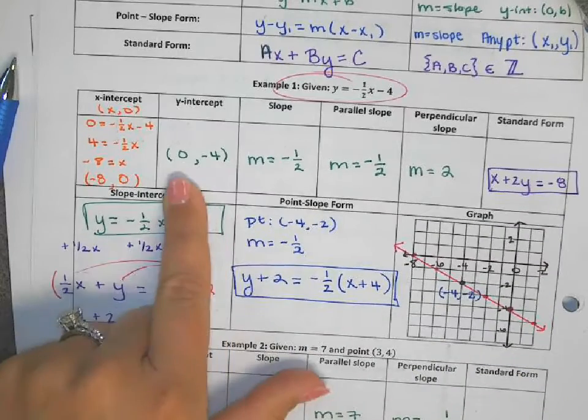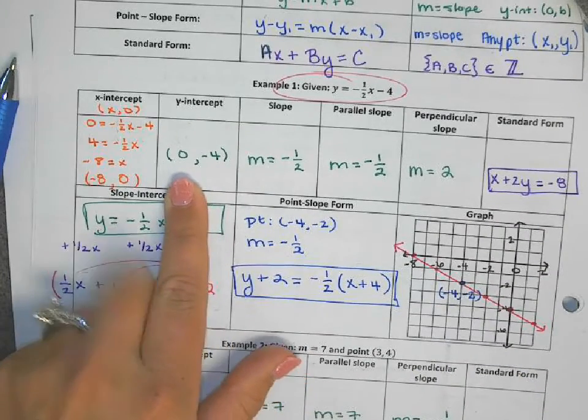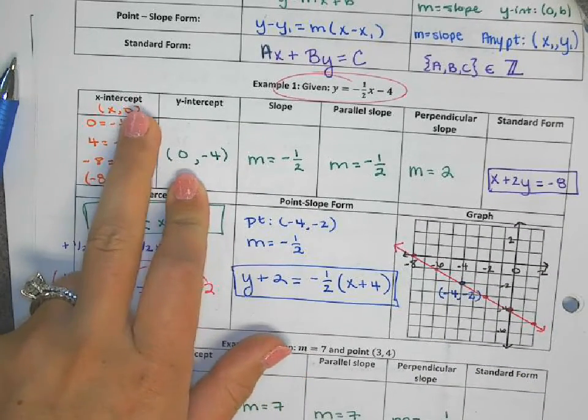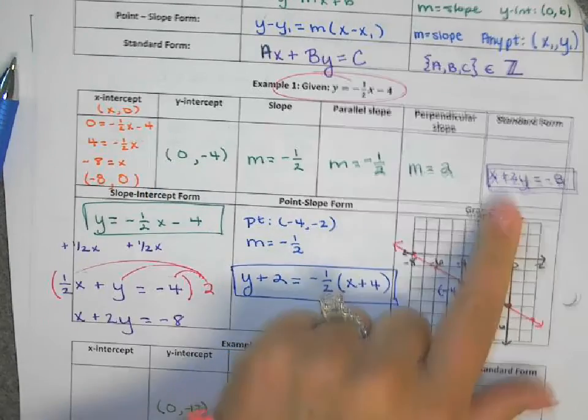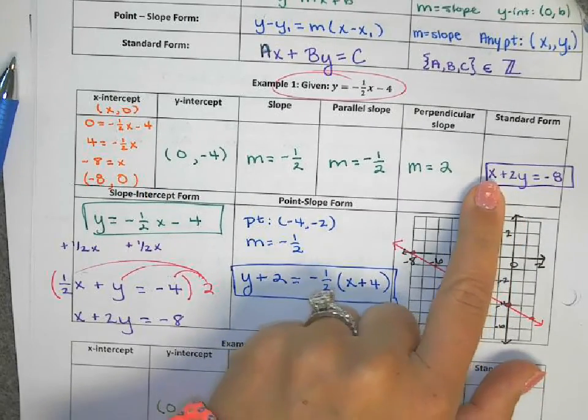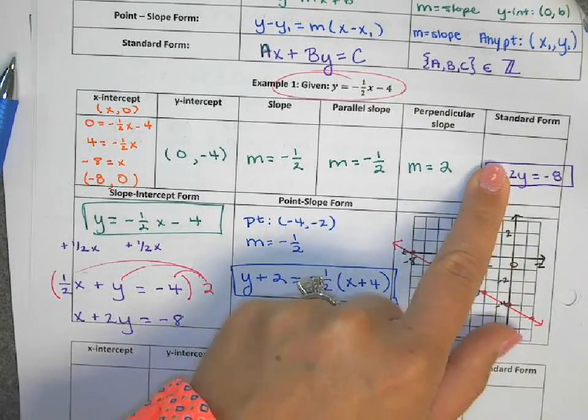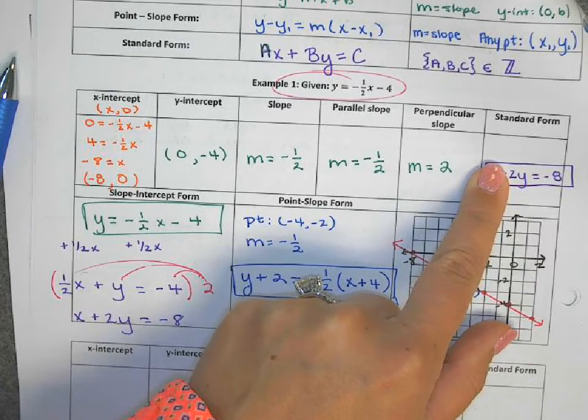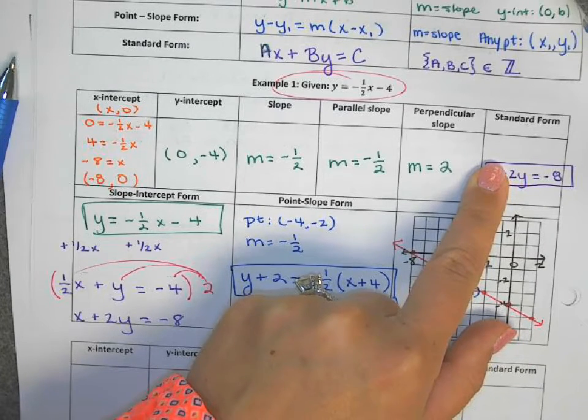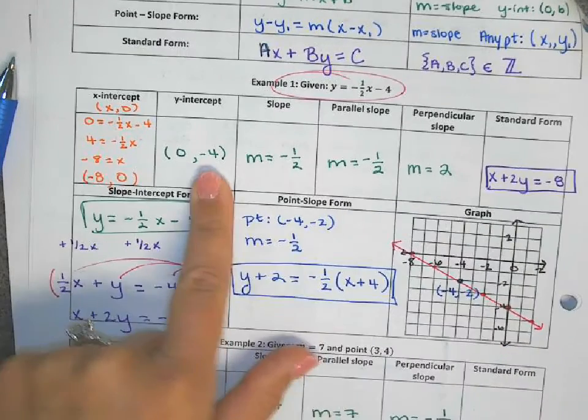Standard form is really easy to find your x and your y intercepts. Remember here, we plugged in 0 for x, or we plugged in 0 for y to find our x and our y intercept. When you plug in a 0 for your x, some people call it the cover-up method because that term goes away. So if you plug in 0 for x, you get 2y equals -8. So divide both sides by 2. Y is -4. 0, -4 is our y intercept.